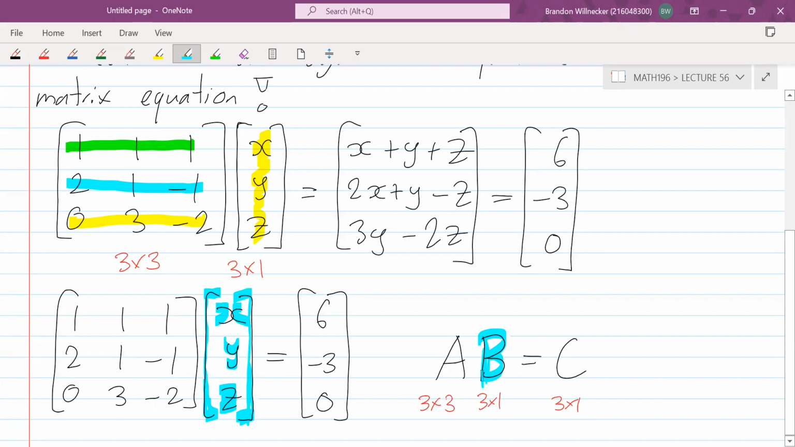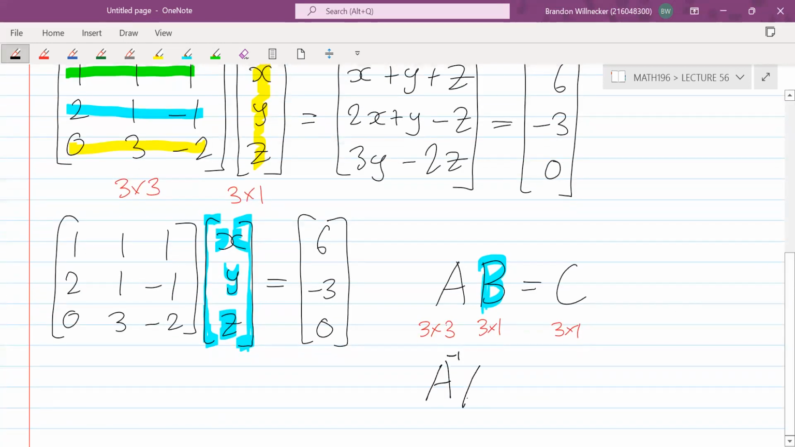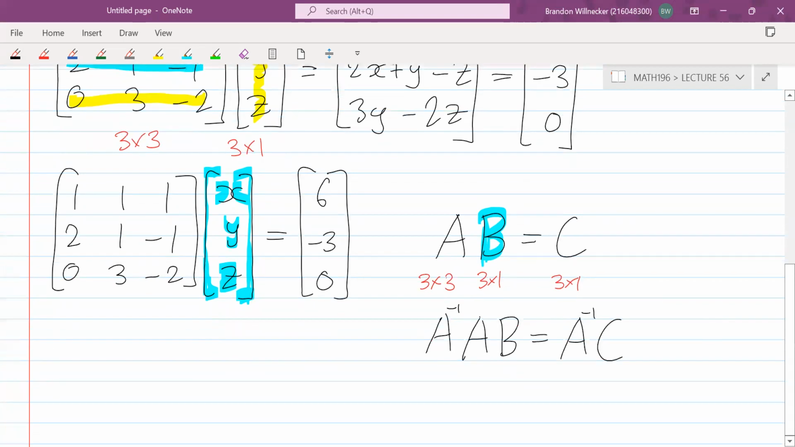So how do we solve for B? Well, remember back to the beginning of the lesson, if we want to solve for B, we need to undo the multiplication by A. So we're going to have to do left multiplication on both sides by A inverse. The A inverse and the A on the left-hand side cancel. So we get B is equal to A inverse times C. And that's how we can get our solution. If this matrix A is invertible, we can multiply both sides by the inverse and we get ourselves the solution.